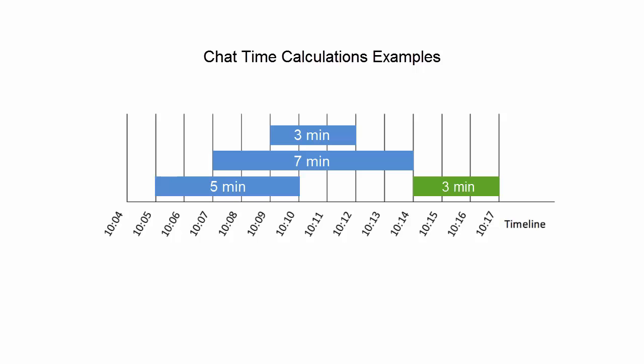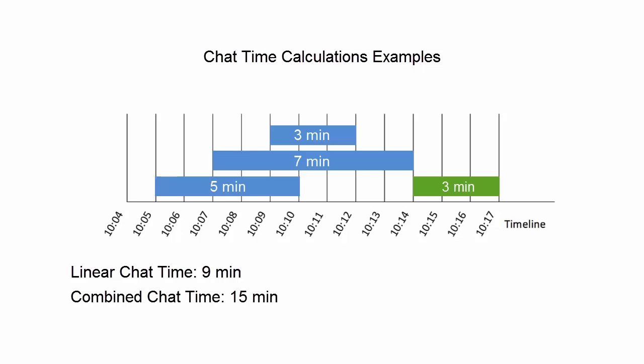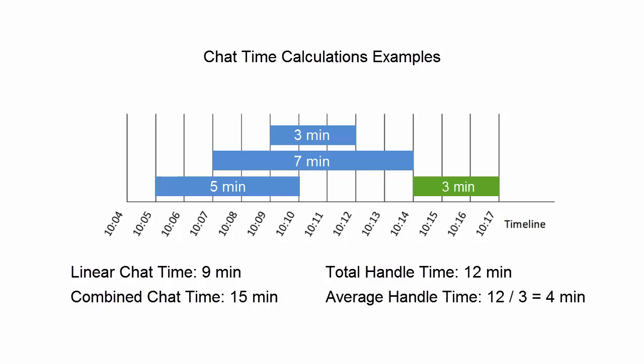The total linear time for chats is 9 minutes. If needed, we can also report the total combined time of 15 minutes for all 3 chats. Most often, we need the linear time of 9 minutes plus the 3 minutes of not ready time, which makes the total of 12 minutes. Since the chats overlap, the true average handle time for this example is 4 minutes, calculated as 12 divided by 3 chats.